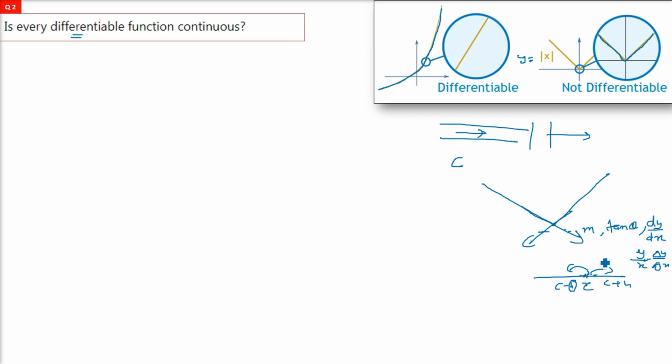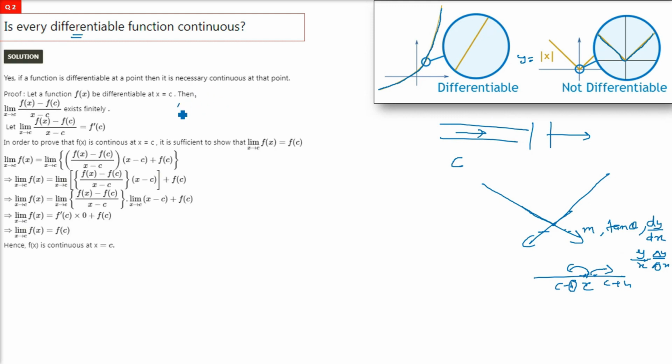There may be functions which are continuous but not differentiable. We'll take an example later on. But yes, if a function is differentiable at a point, then it is necessary that it be continuous. That is, continuity is not a guarantee that the function is differentiable. The function can be differentiable or not differentiable. But differentiability is a guarantee that the function is continuous.